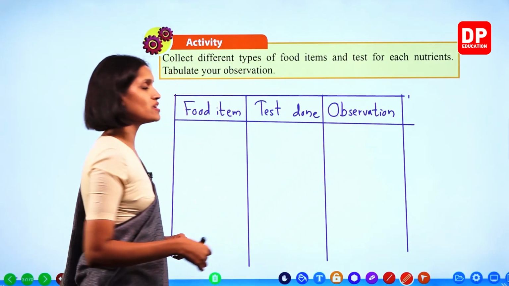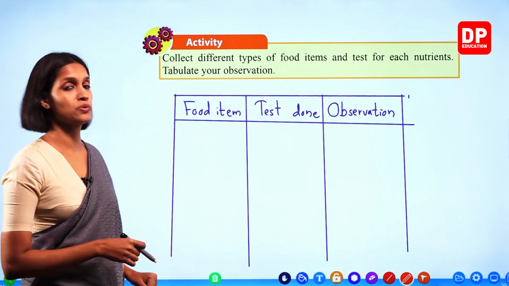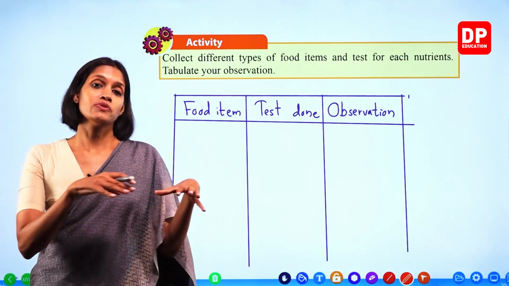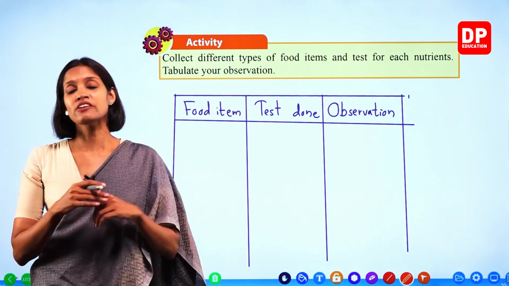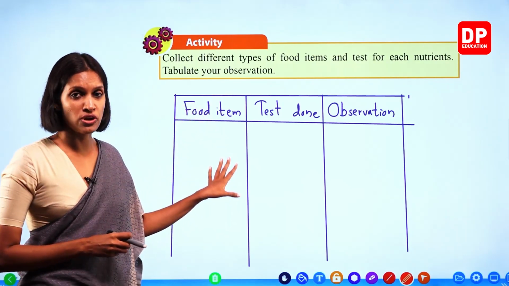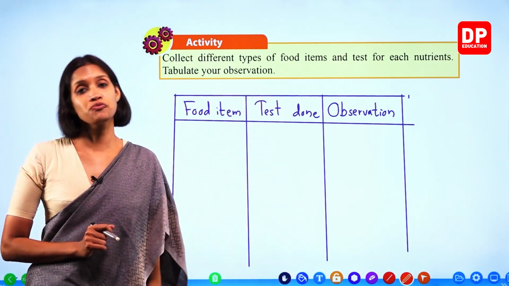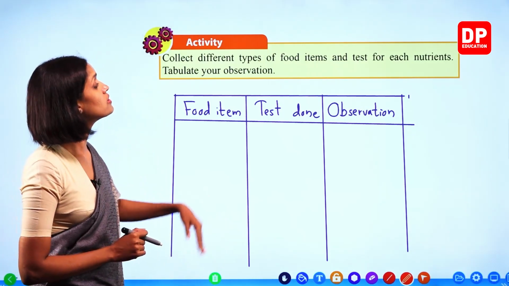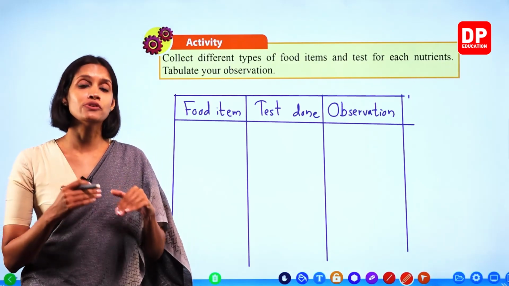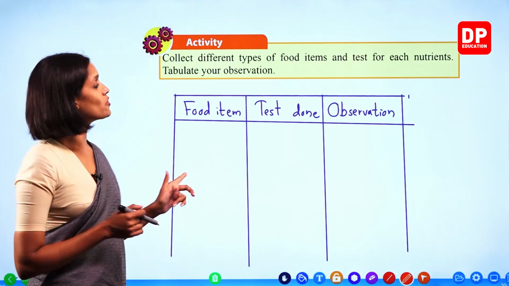And using the observation, you can decide what type of nutrients are present. You can bring different types of food items. You can ask the group members to bring different types of food items and make solutions out of those food items and run those tests that we have done so far. And then, according to the observation, you can identify what type of nutrients are present in each food item. Right, children, we'll move on to the next.